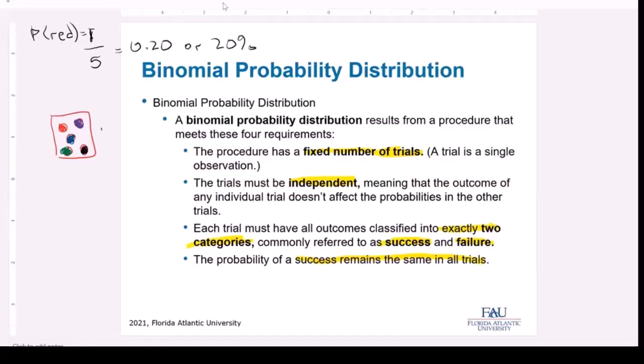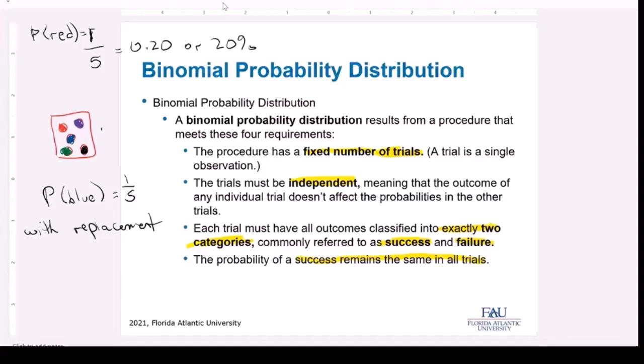We have with replacement and without replacement. With replacement means after I pick that red ball, I put it back in. And I have the same exact probability for the next time. Maybe the next time I want to know the probability of picking a blue ball. It's still 1/5. This is called with replacement because after I pick the ball, I put it back in.